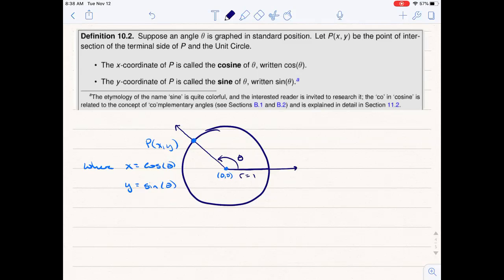What's the small a on the, does the y coordinate of P equal sine theta, and it's written as sine theta? Oh, it's a little, it's because I stole it from the textbook. Oh. So it's just a little superscript, and so the etymology of the name sine is quite colorful, and the interested reader is invited to research it. The co in cosine is related to the concept of co-complementary angles.